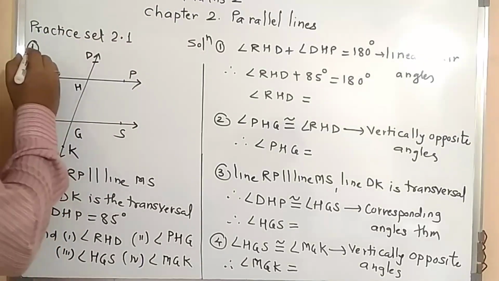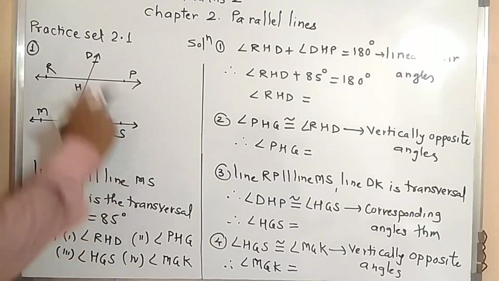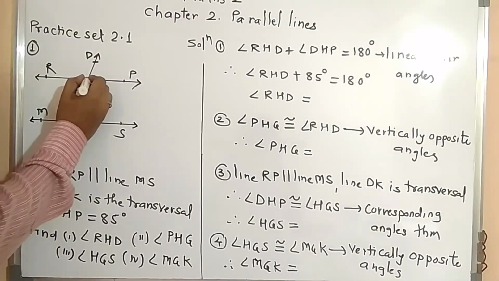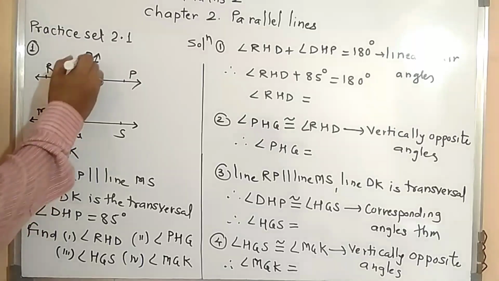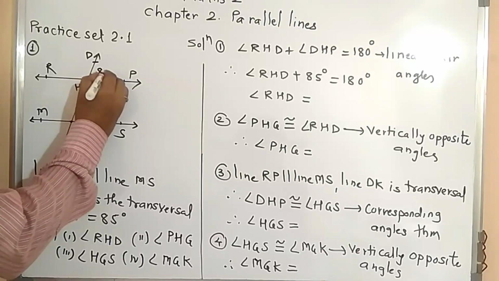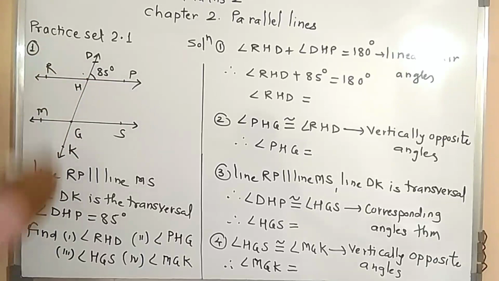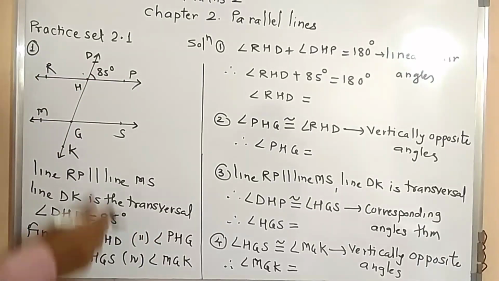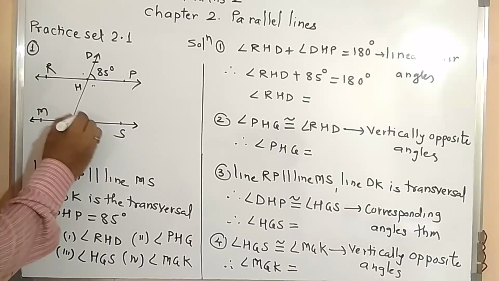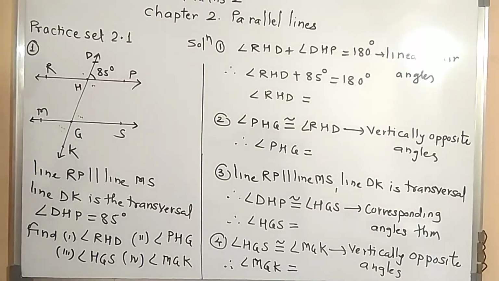Practice set 2.1. Question number 1. Line RP is parallel to line MS and line DK is the transversal intersecting these two lines in point H and point G respectively. Angle DHP is given as 85 degrees. I have to find angle RHD, angle PHG, then angle HGS, and angle MGK.